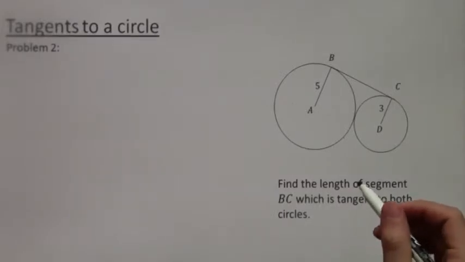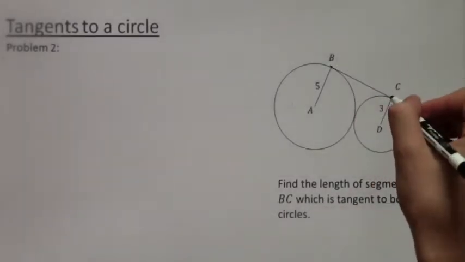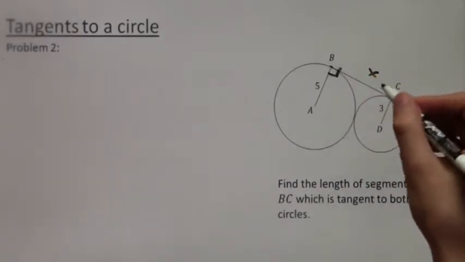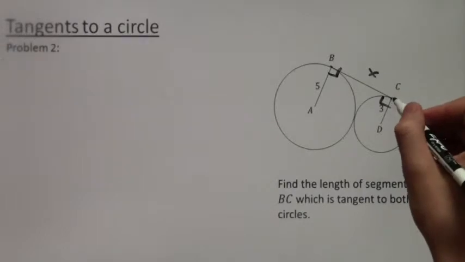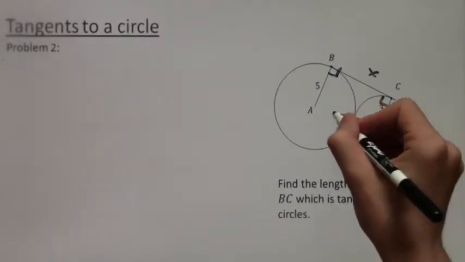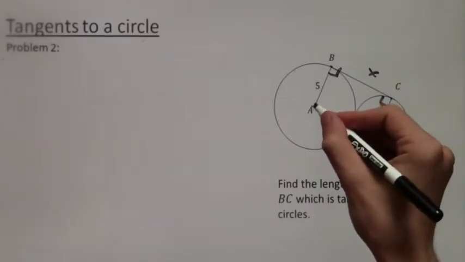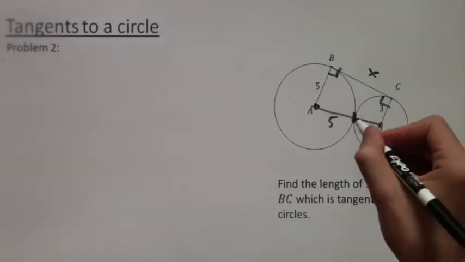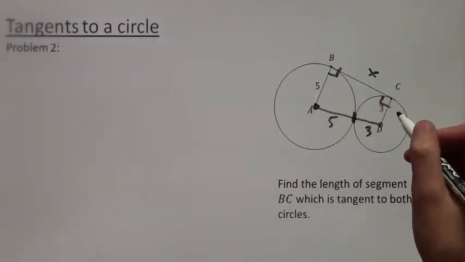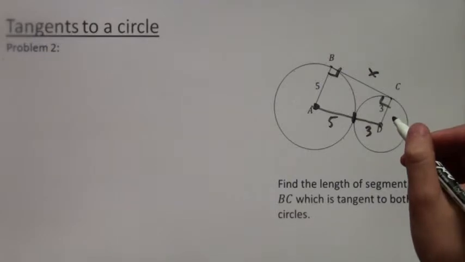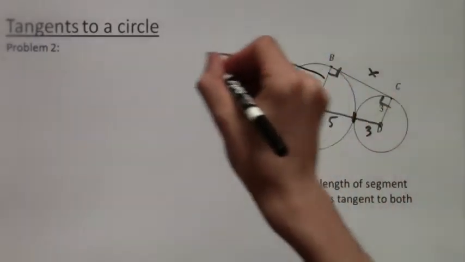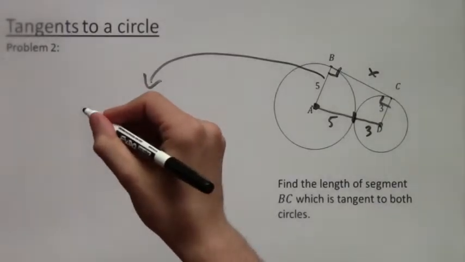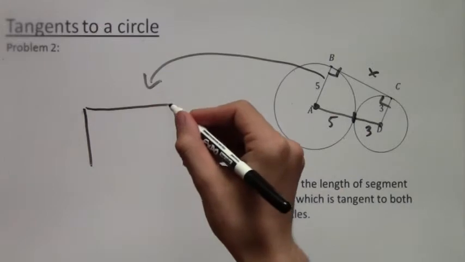Find the length of segment BC, which is tangent to both circles. So here we have BC. I'll label it as x, and it's tangent to both, so both of these radii are actually perpendicular. And another thing we know is that if we connect A and D, then it separates into the radius 5 and the radius 3. So now we have a lot of information, and we can transfer it away from the circles and rewrite it in its own little trapezoid, its own little four-sided figure.